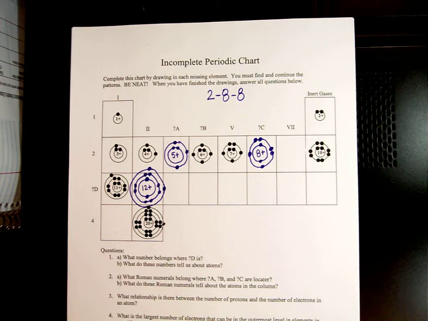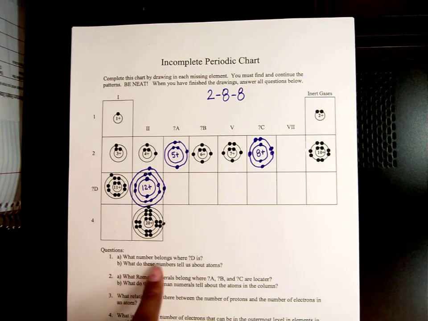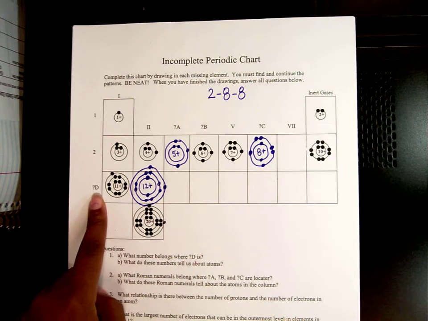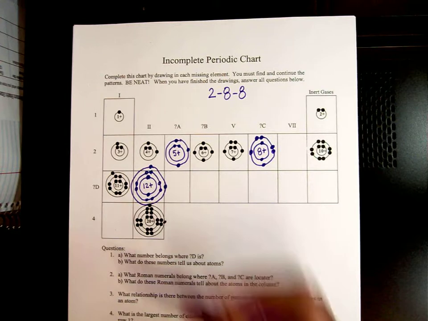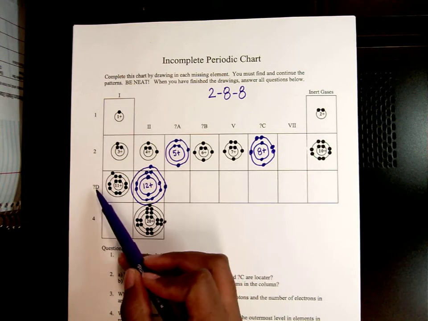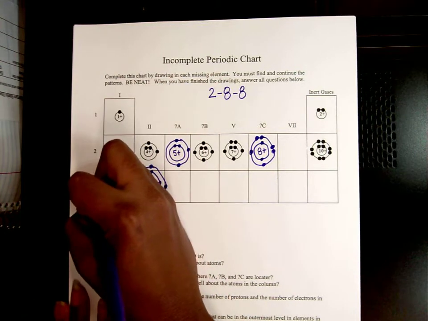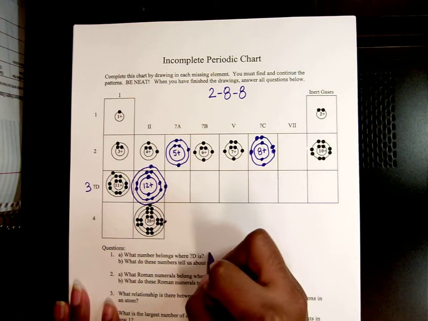All right, so we're going to go ahead and start taking a look at some of the answers at the bottom. All right, so question number 1 says, what number belongs where question mark D is? So who can raise their hand? Tolu? 4. All right, so let's take a look. 1, 2, 3, 4.